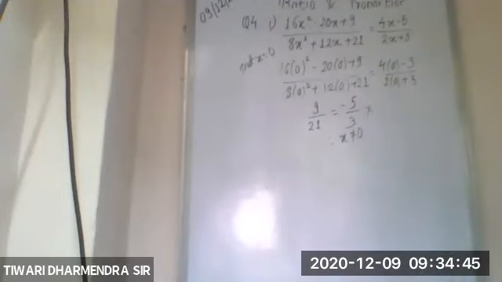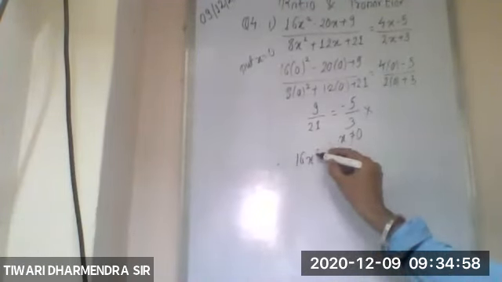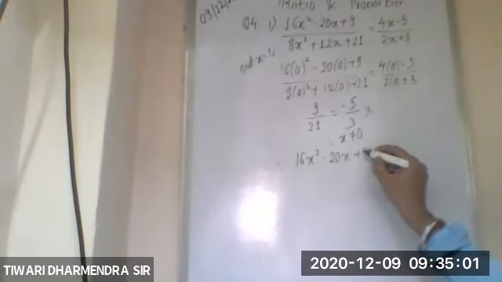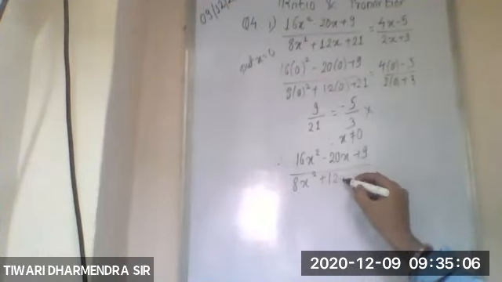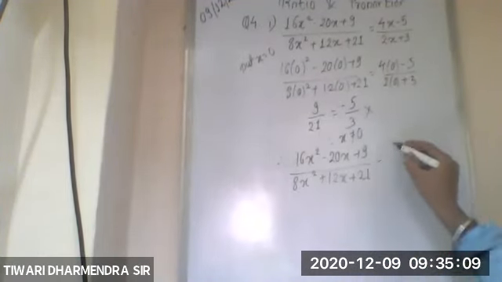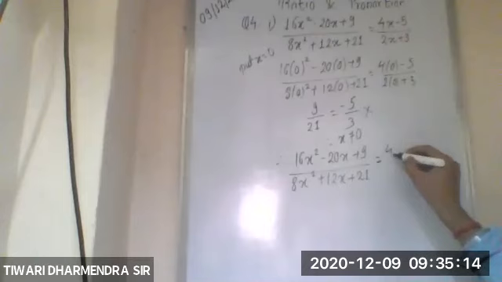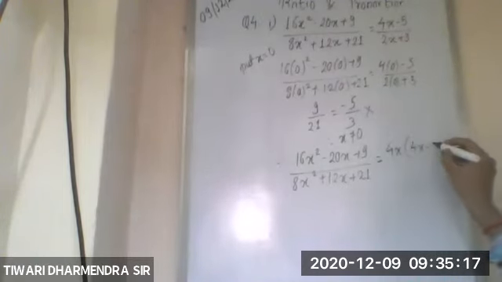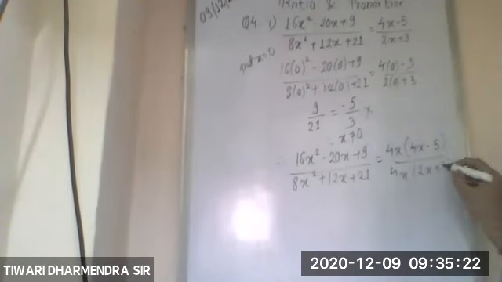So we can do the step I told you, multiplying and dividing the second ratio by 4x. So we can do it. Therefore, 16x square minus 20x plus 9 upon 8x square plus 12x plus 21 is equal to, multiplying the second ratio with 4x, what do we get? 4x into 4x minus 5 divided by 4x into 2x plus 3.